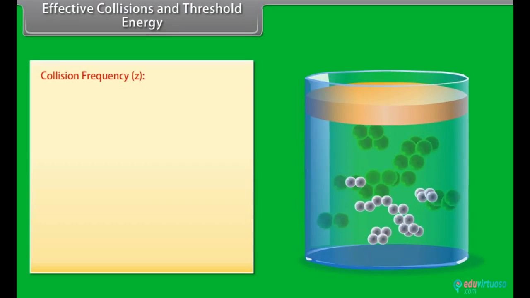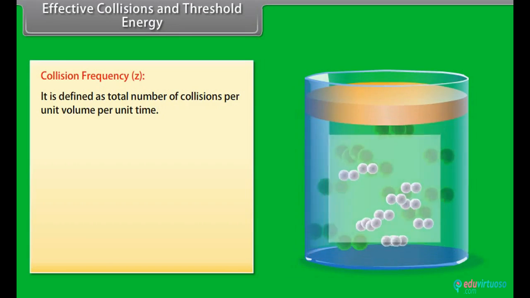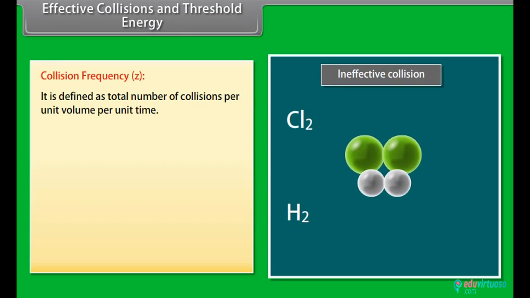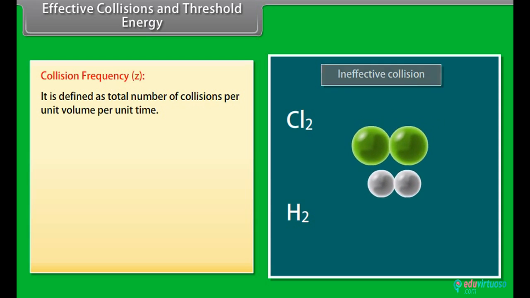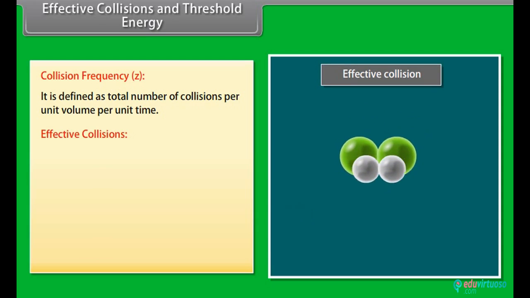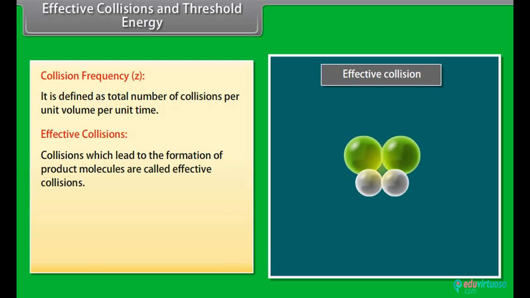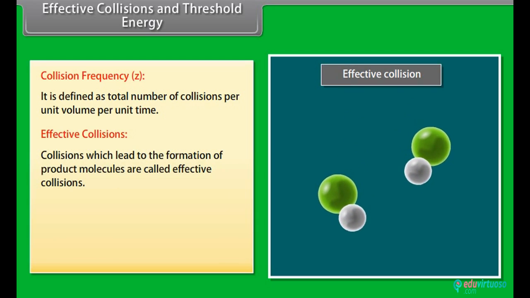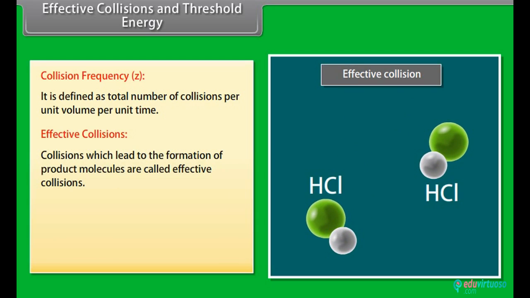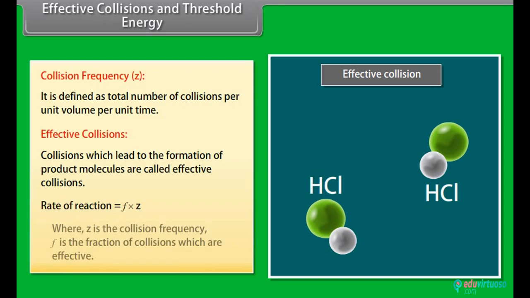Effective collisions and threshold energy. Collision frequency is defined as the total number of collisions per unit volume per unit time. Effective collisions: collisions which lead to the formation of product molecules are called effective collisions. Rate of reaction is equal to f multiplied by Z, where Z is the collision frequency and f is the fraction of collisions which are effective.